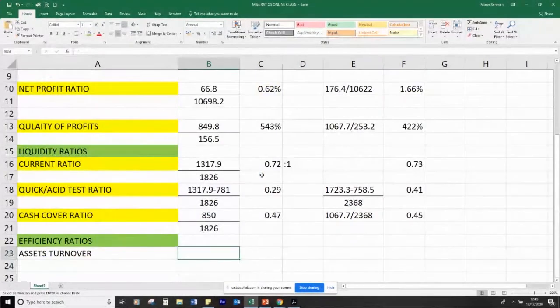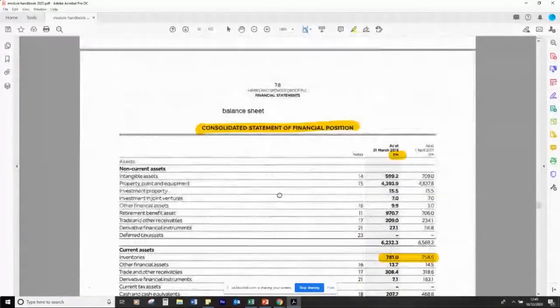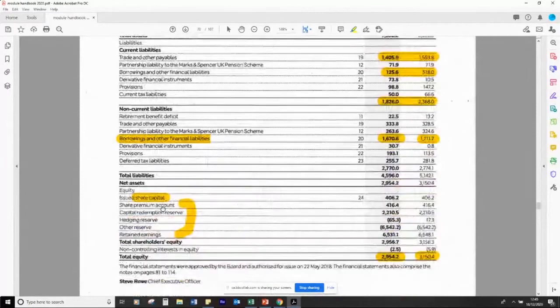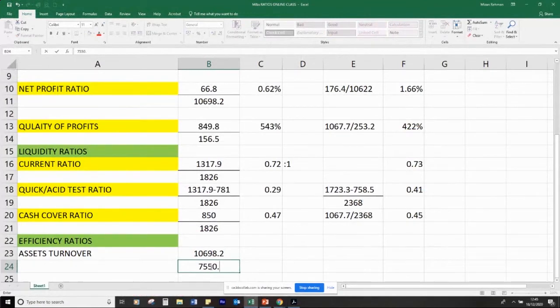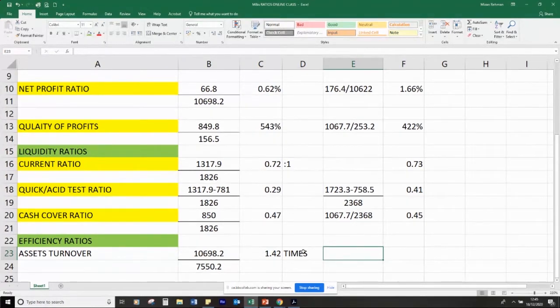Let's see. Turnover divided by total assets. The total assets are in the balance sheet: 7550.2. Okay, so this ratio means that when we invest £100 in an asset, our sales are £142.